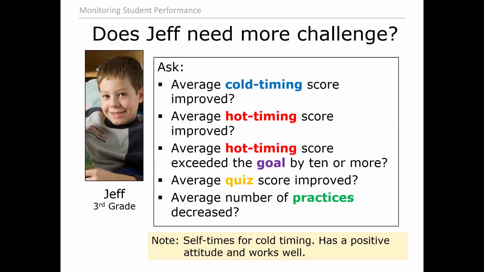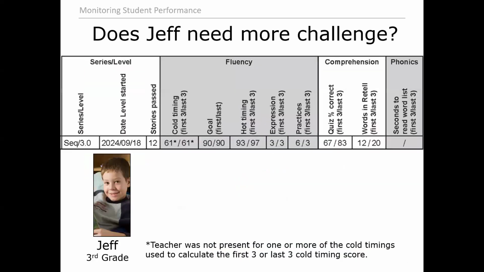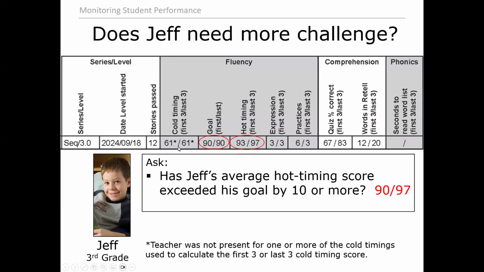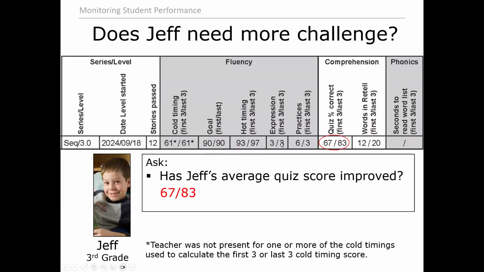Jeff has got a great attitude. He works really hard. So those are other things to know. And if we take a look at Jeff, we notice the star on his cold timings tells us that a teacher was not present for one or more of the cold timings. Okay. He has not made progress in cold timing. He has in past timing. His difference between his goal and his hot timing is only 7. His quiz has gone up in a significant way. He was in a place where we were a little worried about him, but now he's doing quite well.